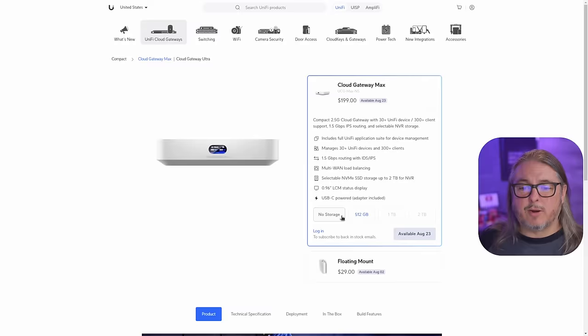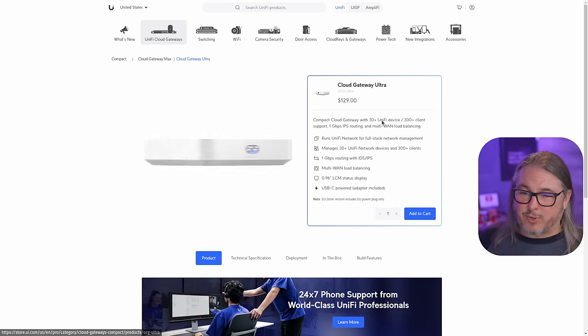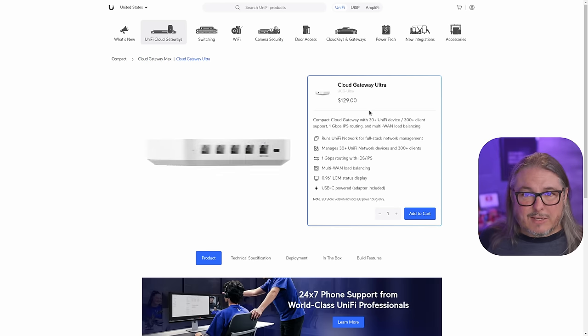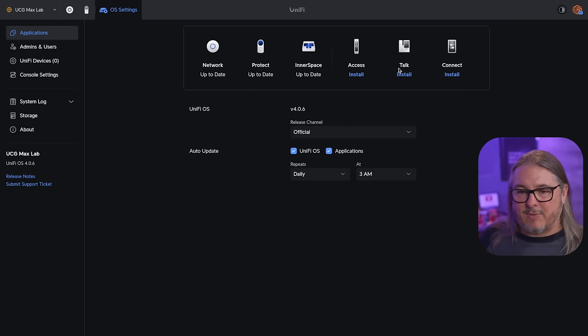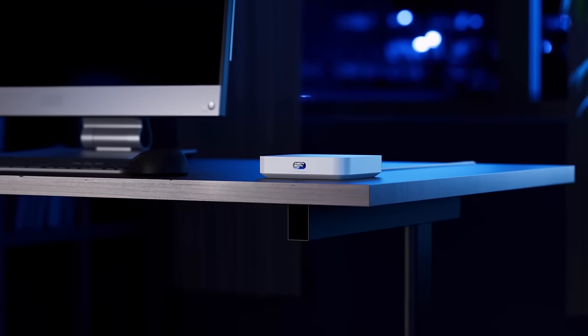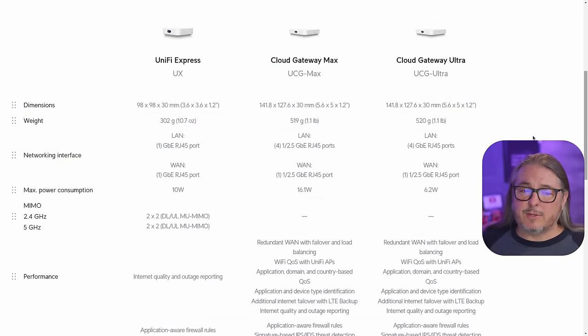And when you start looking at the comparisons of what you can do with the Cloud Gateway Max, it's almost a no-brainer to say, yeah, this is the device you should get, even if you were to buy it right now at the $279 price, not bad compared to the Cloud Gateway Ultra. I mean, $129, don't get me wrong, great price there, but for that extra $70, you get the full ecosystem that they have. That's why I said I haven't finished my testing with it, because I haven't set up Protect. I haven't set up any of the other features in here that you have to connect, talk, and access that are all available on here. And this makes this a really good turnkey system for those looking to get into the UniFi ecosystem without breaking the bank.